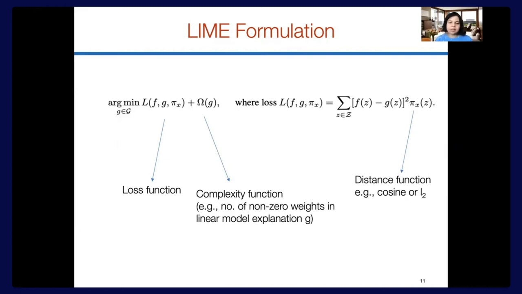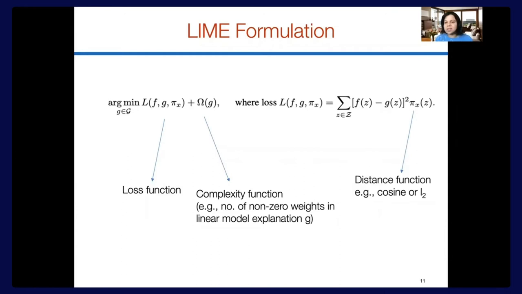Now, if you look at the loss function on the left-hand side, that is essentially a squared error loss. So you are just trying to match the predictions output by this local linear model, which will be our explanation, and the predictions output by the underlying black box that you're trying to explain, right? G is the explanation, F is the underlying model. So you're trying to make sure that F and G's predictions match on the perturbations that you have generated, as we have just discussed.